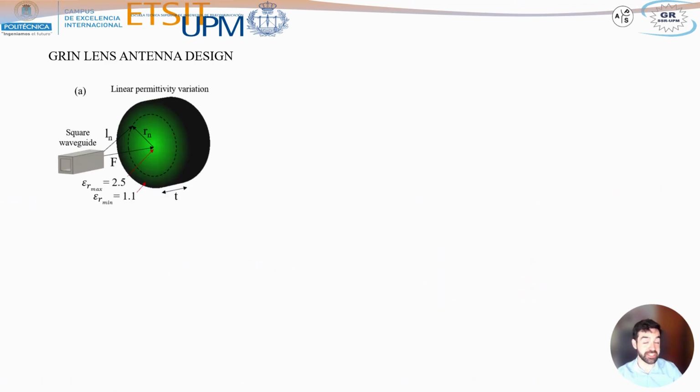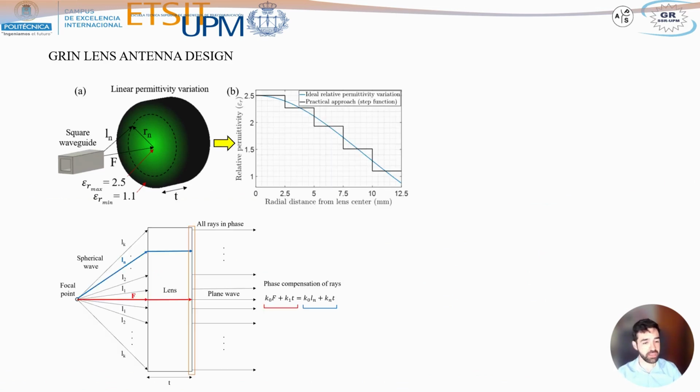So, as you may know, a gradient index lens has a relative permittivity that decays from its center to its edges. This is so the lens can compensate for the different paths of the rays in order to achieve plane wave emission. We would have the relative permittivity profile shown in the blue curve.